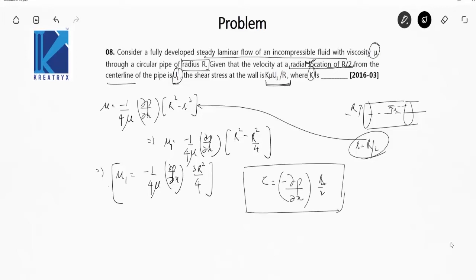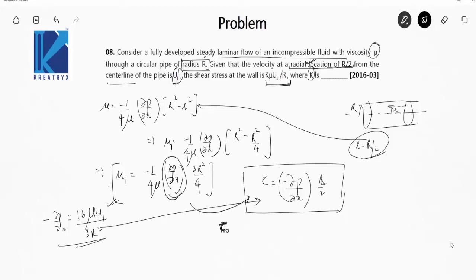Okay, what we can do is find the value of del p by del x from this equation and put the value here, and we will get the wall shear stress. So minus del p by del x is equal to 16 mu u1 by 3r square. Put this relation here.